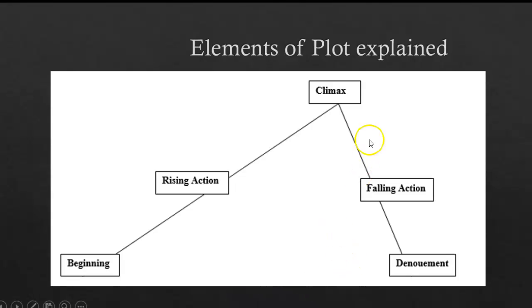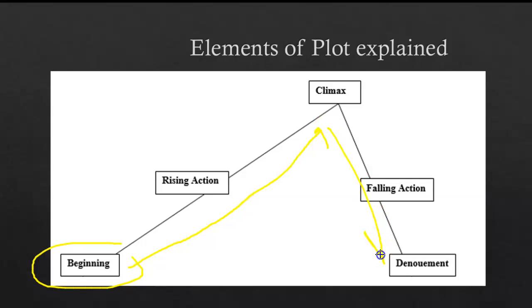Here we can see how the elements of plot are laid out across a story, right? So we got the beginning. Of course, the beginning is where the story starts. We go up to rising action, we hit our climax, and we come down to falling action and our denouement. Now, what each of these elements is is something that we want to talk about.